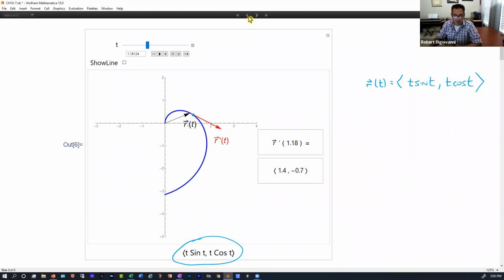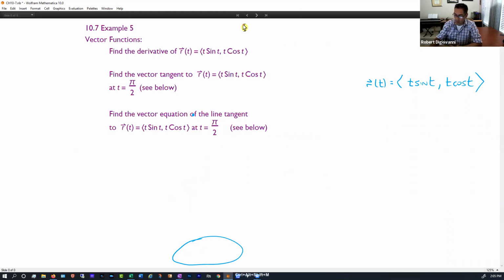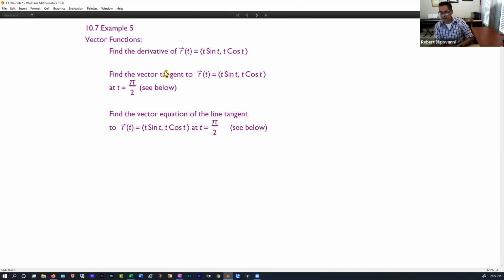All right, so here's what I'd like for you to do. I'll give you a moment here. I give you a vector function. That's this one right here, the one we just had. I would like for you to find the vector that is tangent to that vector function, which means you have to take the derivative, and then evaluate it at pi over 2. Then see if you can find the vector equation of the line.